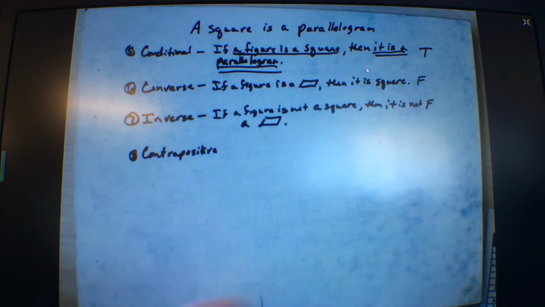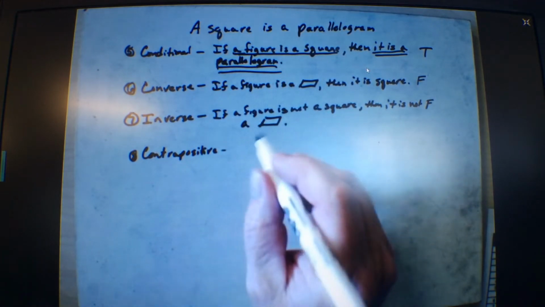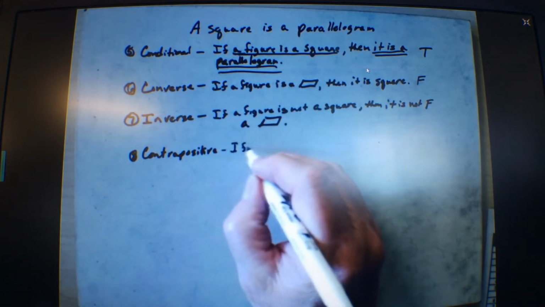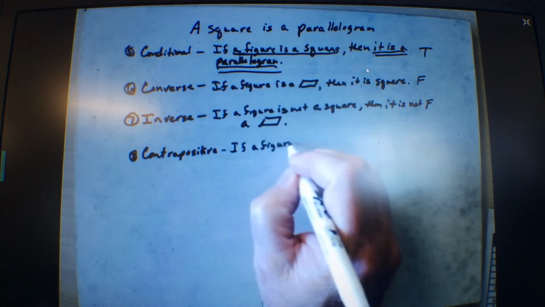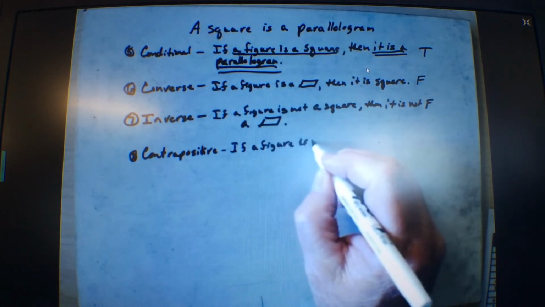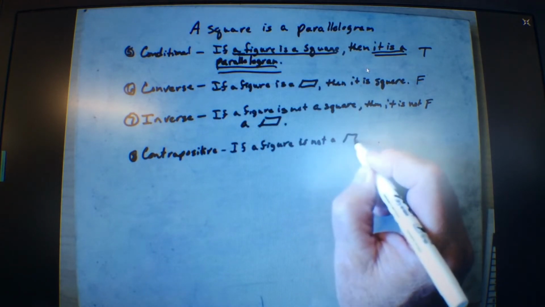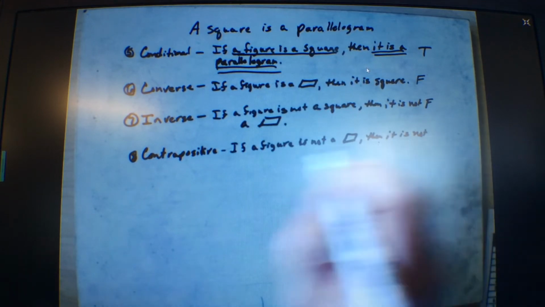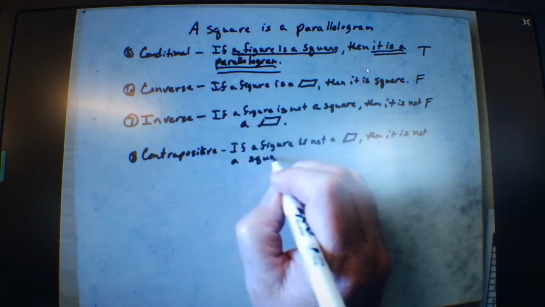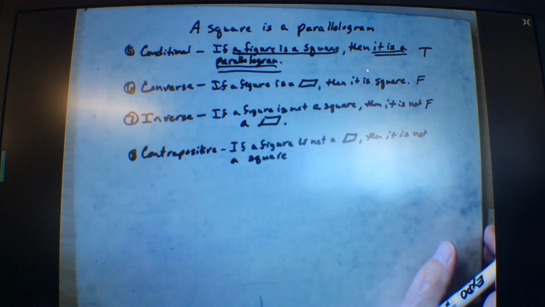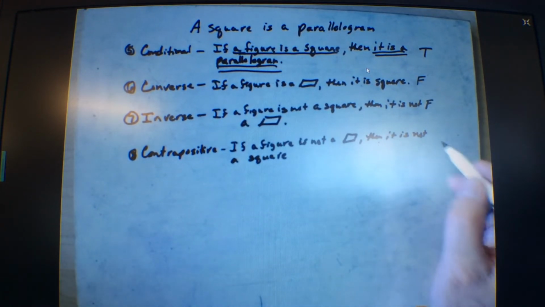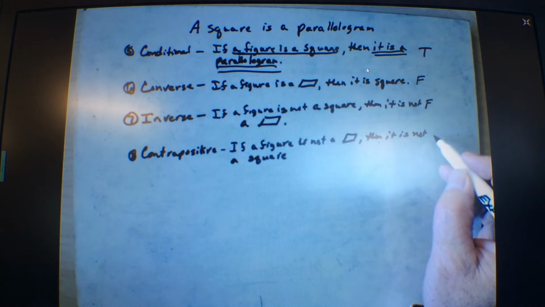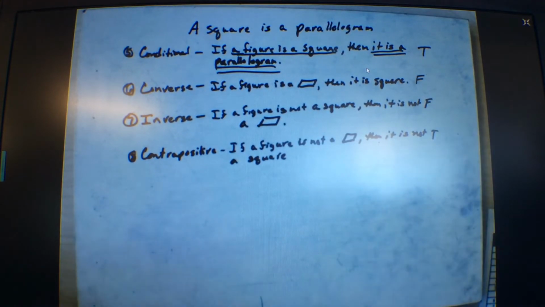Okay. All right. And then the contrapositive there. If a figure is not a parallelogram, then it is not a square. Okay, once again, I'm going to use this symbol. Then it is not a square. Okay, and is that true or false, Aubrey? True. Okay, true. And it has the same truth value as the original conditional, right? Okay. All right.